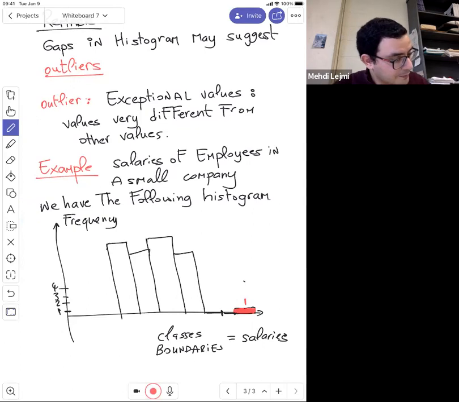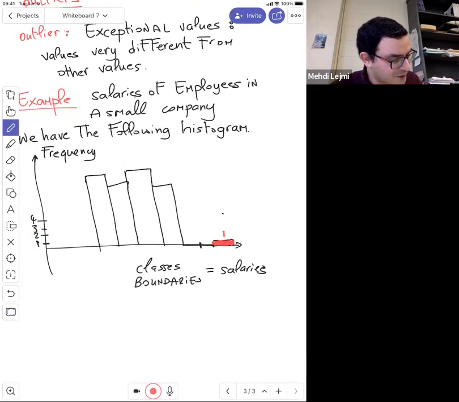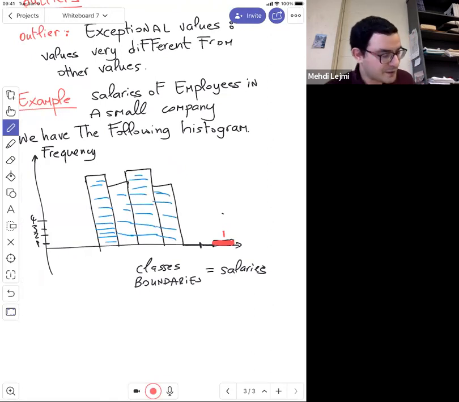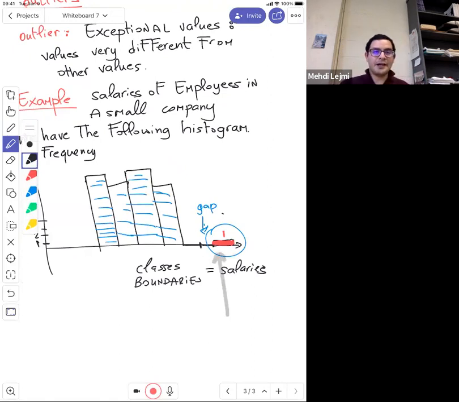So in this histogram, as you can see, there's a gap, right? The first classes here have more or less the same frequency, right? And then you have this gap, and then you have this last class with frequency equal to 1. Which means that the salary of this guy here is much higher than the salary of the rest of the employees, right?